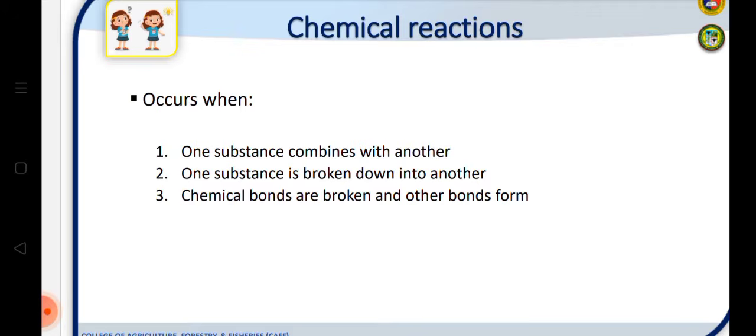And then we have the third one, chemical bonds are broken and other bonds form. This describes the core mechanism of all chemical reactions. This happens when old bonds between atoms are broken and new ones are formed to create different substances. For example, in photosynthesis, carbon dioxide and water molecules break apart and rearrange to form glucose and oxygen, right? So chemical bonds are broken and other bonds form. This is in the case of photosynthesis.